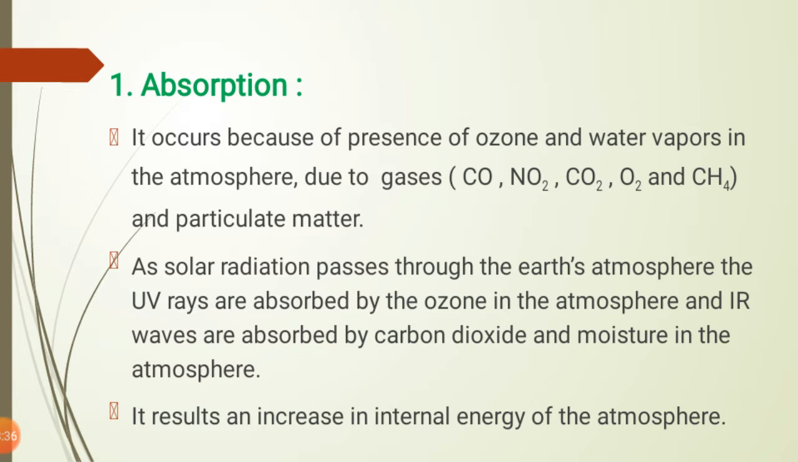It results in an increase in the internal energy of the atmosphere. We know that the UV rays and IR rays are absorbed by the ozone layer, the carbon dioxide and the moisture present in the atmosphere. So these all absorb the UV rays and IR rays. These rays have some energy, and this energy is absorbed by the ozone layer and the carbon dioxide present in the atmosphere. So the internal energy of the atmosphere increases. So this is the absorption.